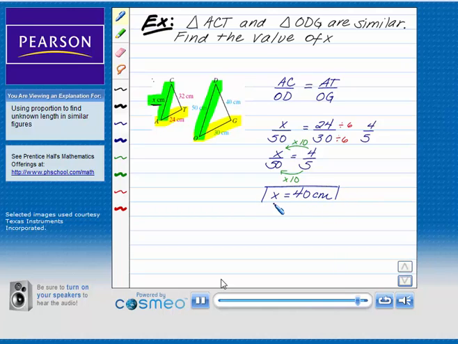So just remember that you want to set up your proportion with the corresponding sides, smaller to larger, or starting with one to the other, and set it equal from one to the other. Be consistent, substitute in, simplify, and solve. And that's all there is to it.